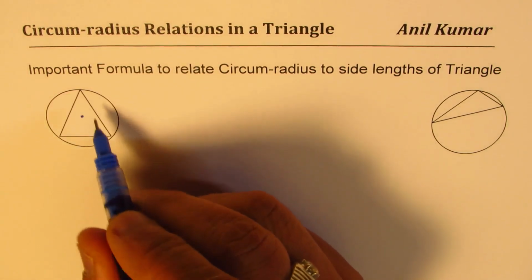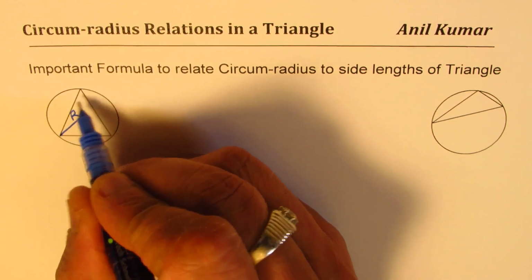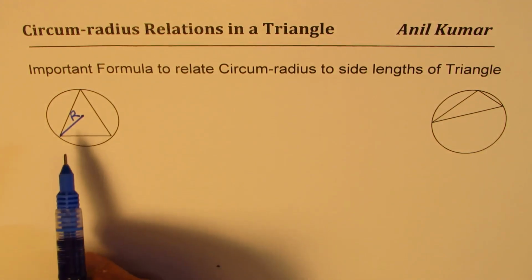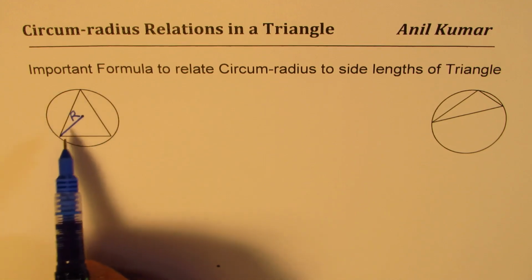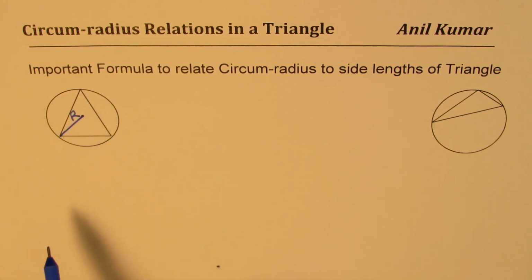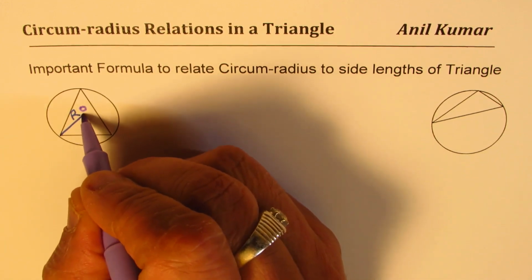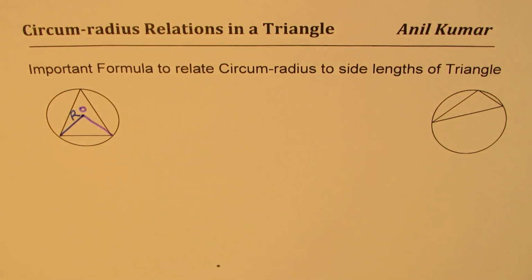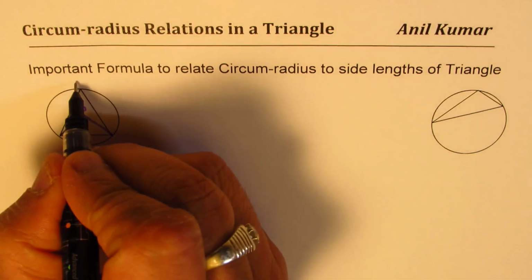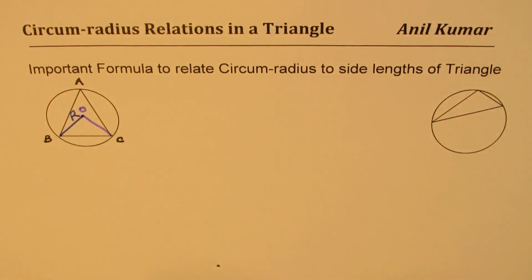So let us assume that this is a triangle, and here we have a circle of radius, let's say capital R, which circumscribes. We need to find a relation of this radius, capital R, with the sides of the triangle. Now, for that, let's do a bit of construction here. Let us assume that we have center O here. So we'll join center O with the two vertices of the triangle. Let the triangle be ABC. So the side opposite to A we'll refer to as lowercase a, right?